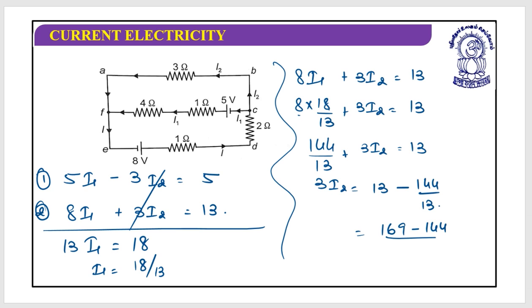minus of 144 divided by 13. So 169 minus 144, it's a 9 minus 4 is 5, 6 minus 4 is 2, and 1 minus 1 is 0. It's 25 by 13, but this is 3I2. So I2 could be written as 25 by 39. Is it clear? It is 25 by 39.